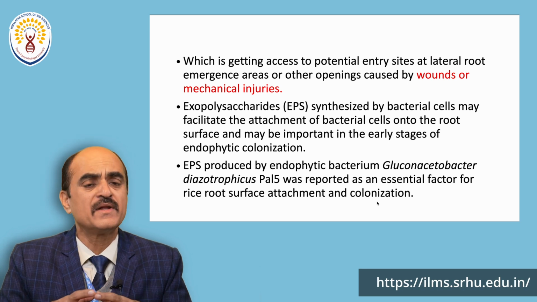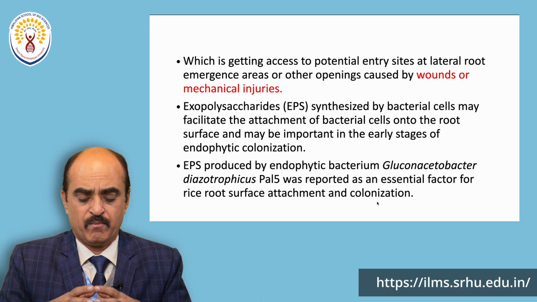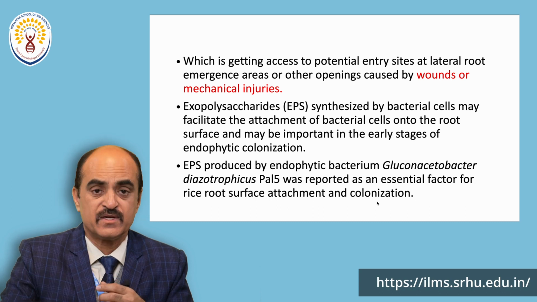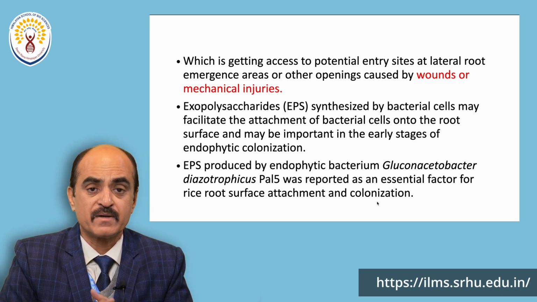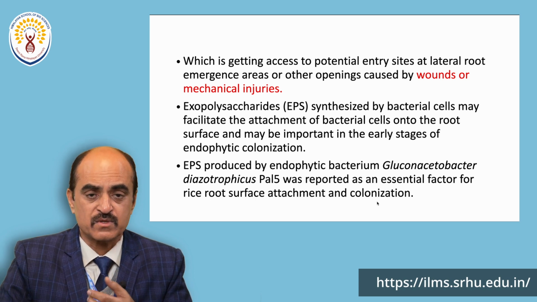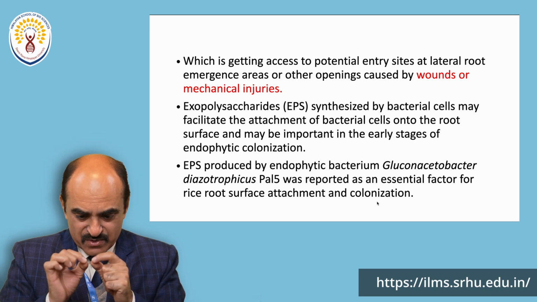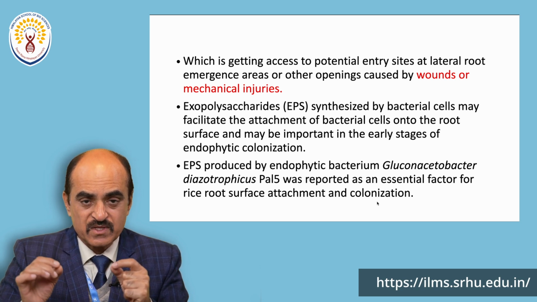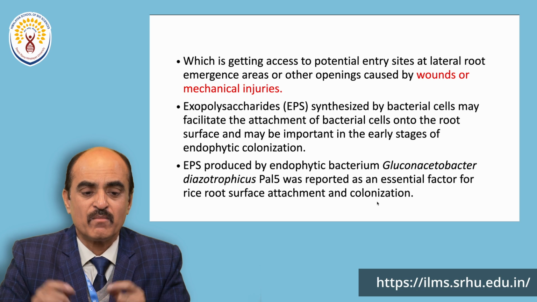Normally, plant roots are very intact. There are no pores or holes which allow any foreign material, in the form of bacteria or fungi, to make an entry inside the root. But during the formation of lateral roots, or when some wound or mechanical injury has been caused, some opening becomes available, and through these openings the microbes make their entry inside the plant root.